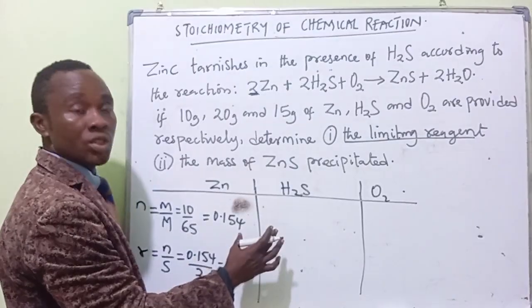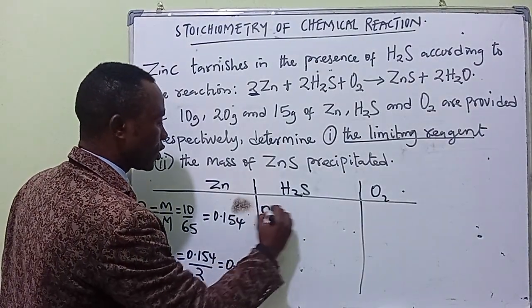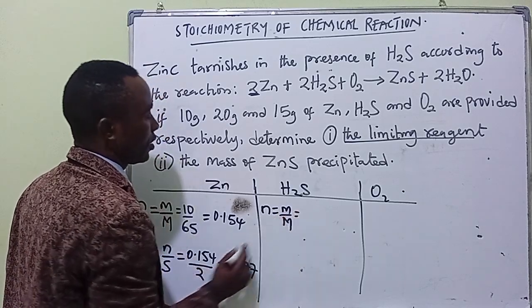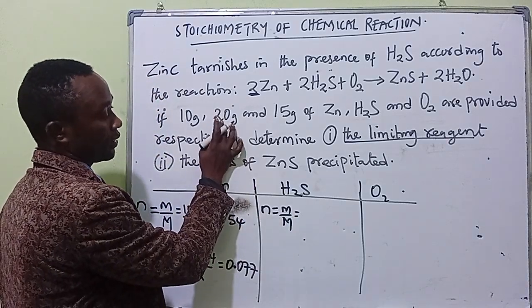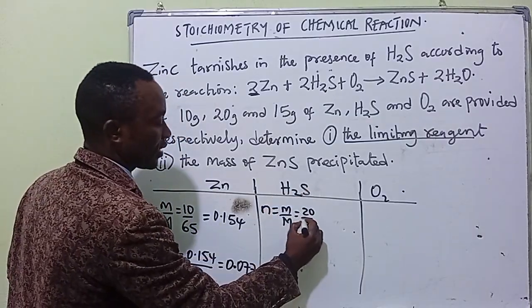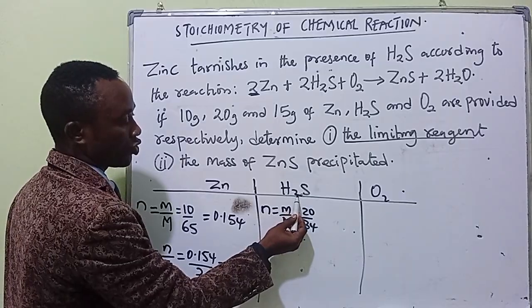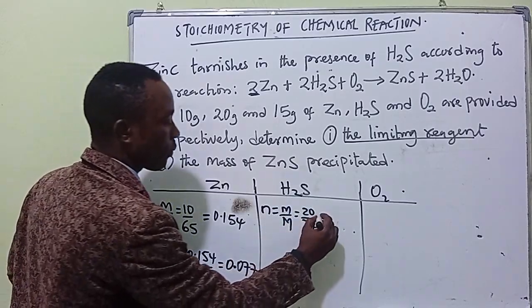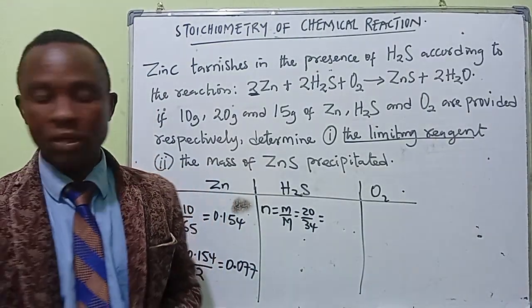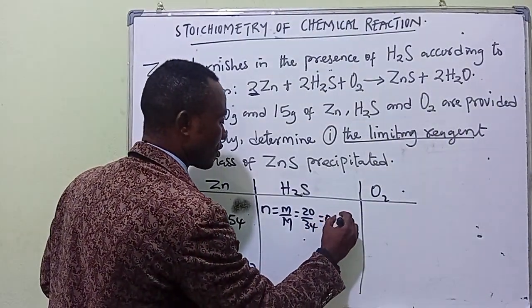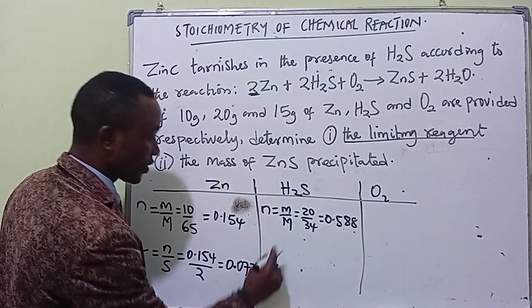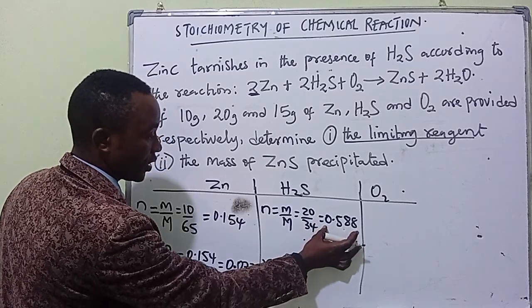Then do the same thing for hydrogen sulfide. The number of mole for hydrogen sulfide is the mass of hydrogen sulfide given divided by the molar mass. The mass of hydrogen sulfide given is 20. So you are going to do 20 divided by the molar mass of hydrogen sulfide, which is 34. That is, hydrogen is 2 plus 32 for sulfur, that is 34. Then when you divide 20 over 34, we are getting 0.588.